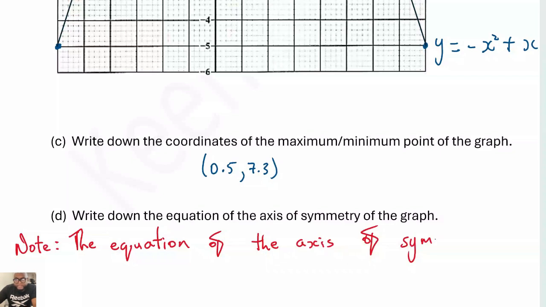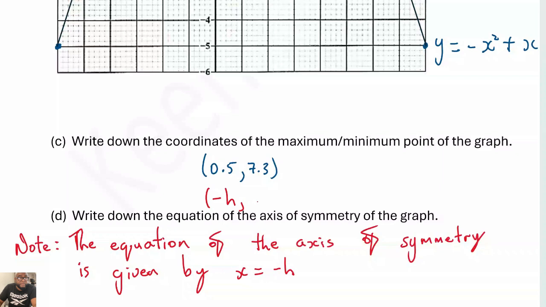The equation of the axis of symmetry is given by x is equal to negative h. But a point to note, the coordinates of the minimum point is given by what? Negative h, comma. So negative h is actually equal to what?